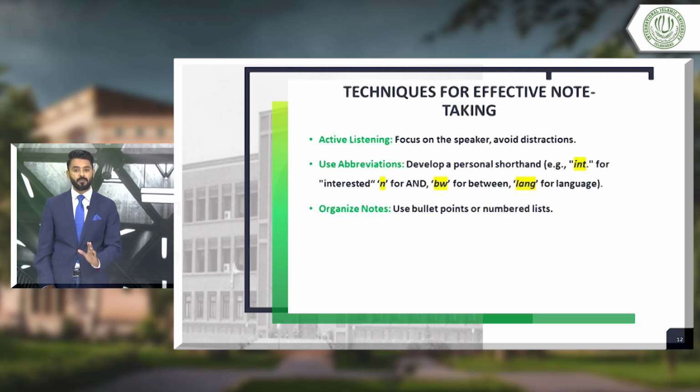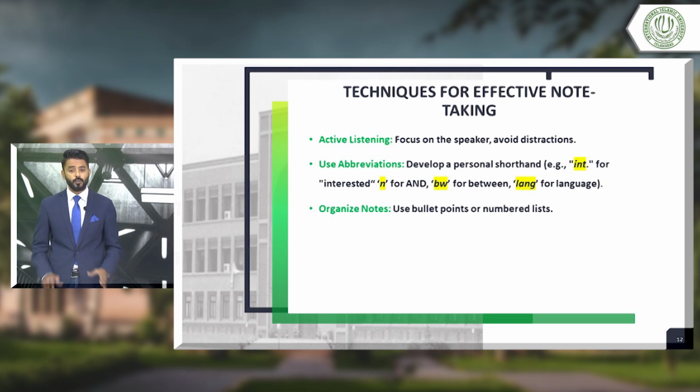Now, what are some simple techniques for effective note taking? The first is active listening, the second is using abbreviations, and the third is organizing those notes. First of all, active listening is very important. Some people say it's obvious, why are you telling us? But the problem is that some students are not very careful while listening to others. There might be some information that you miss, and that information is very vital for the introduction of that person. So you need to be very careful while you are listening.